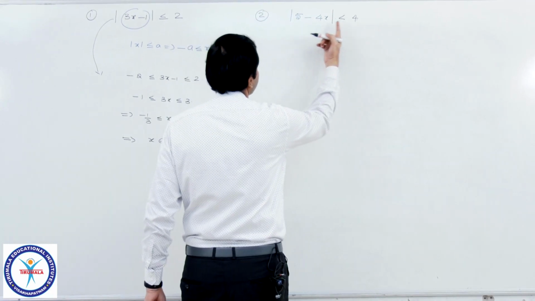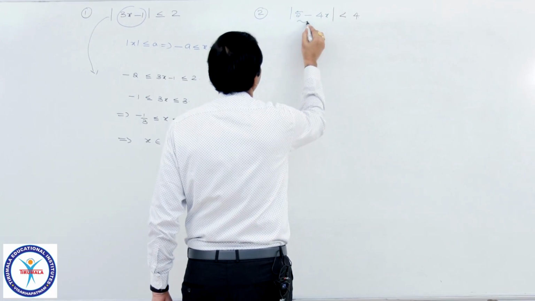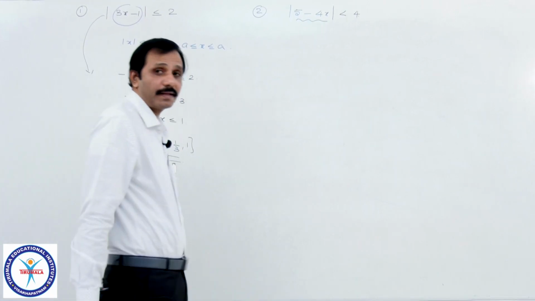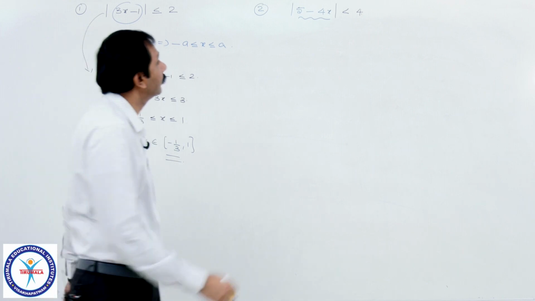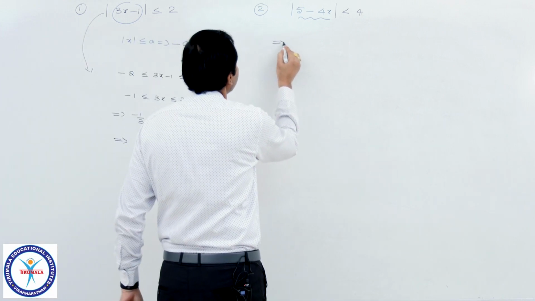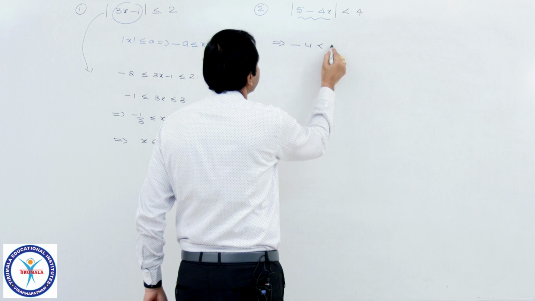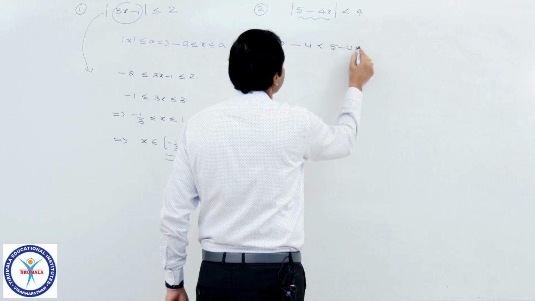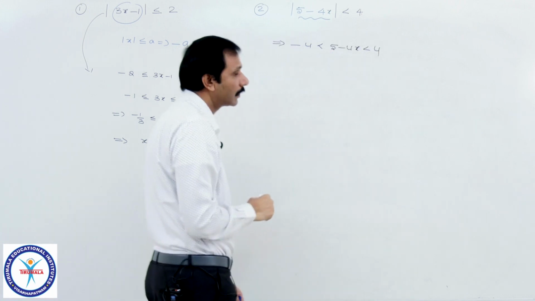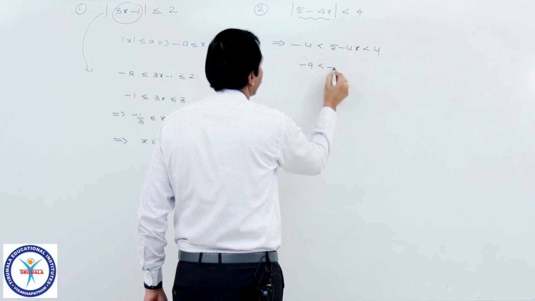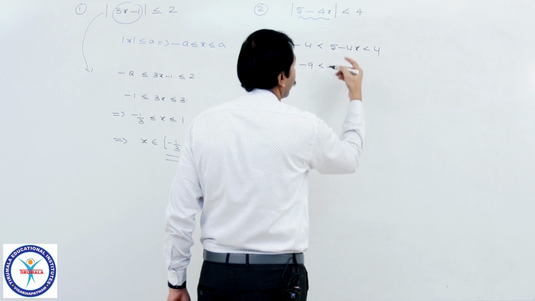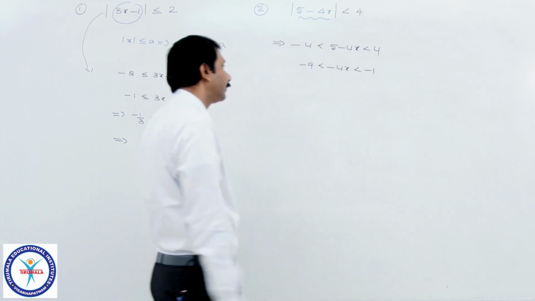|5 − 4x| < 4. Yes, in place of x we have 5 − 4x. As it is of the form |x| < a, that implies −4 < 5 − 4x < 4. Take −5 for this: −9 < −4x < 4 − 5, that is −1.